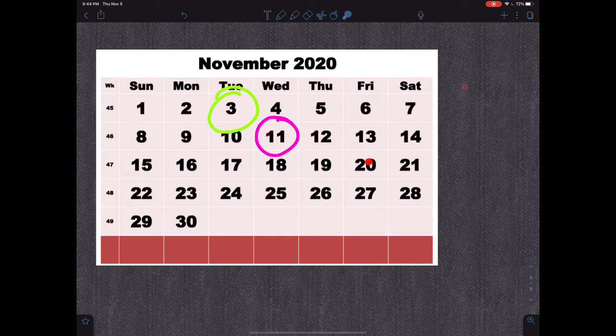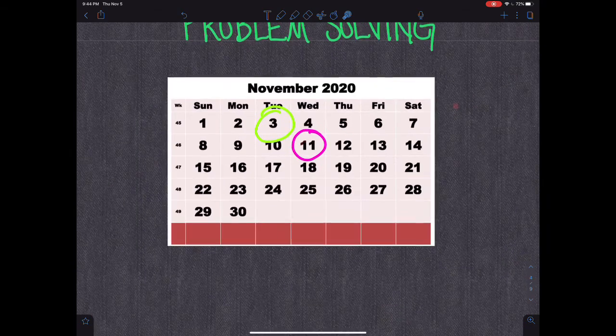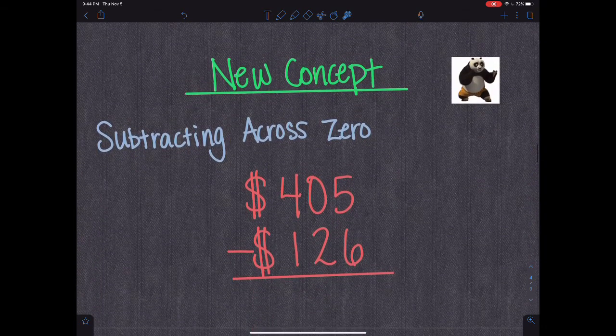In this way or diagonal this way. Okay, so I'll let you figure that out, and I'm going to go on to the new concept. The new concept is subtracting across 0.